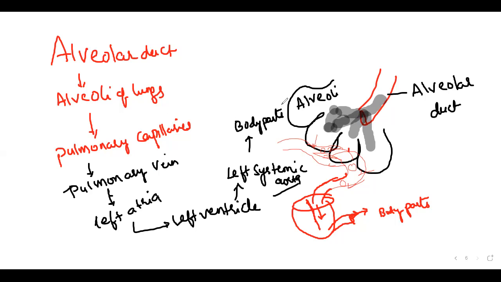Left systemic aorta opens into the body parts. So finally, we reached the body parts. Oxygen transport from atmosphere. That is the heading we made in the starting.